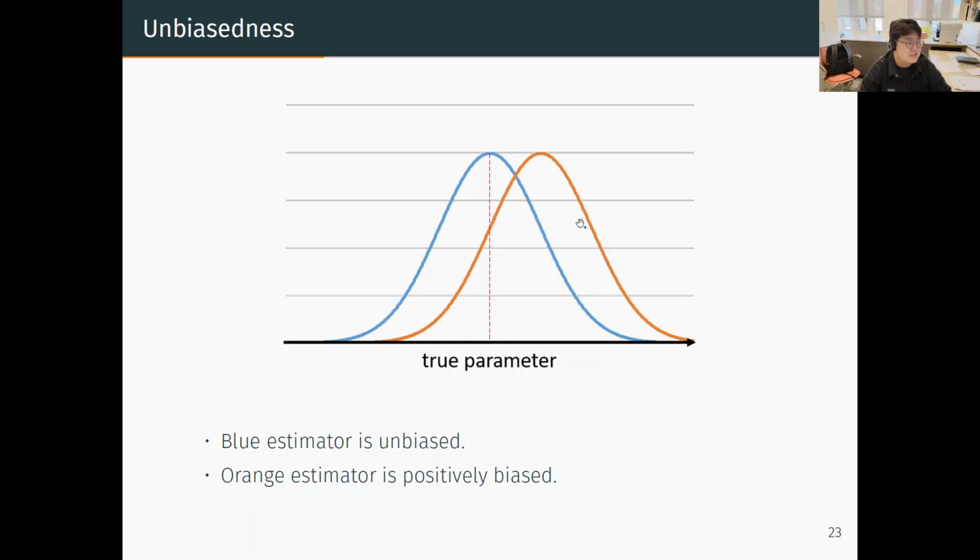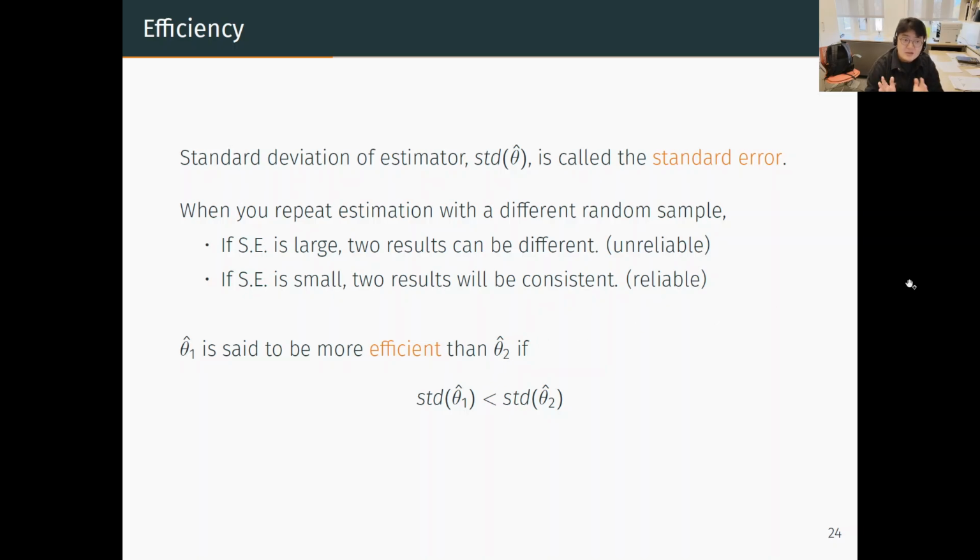As I said in the previous example, the orange tends to overestimate too much, so it is biased, positively biased. So when you compare blue and orange, I say blue is strictly better because it has zero bias. It's unbiased, which means the center is correctly at the true parameter, right? So it's distributed around the true parameter correctly. Okay, that was pretty straightforward. We want the center to be the true parameter.